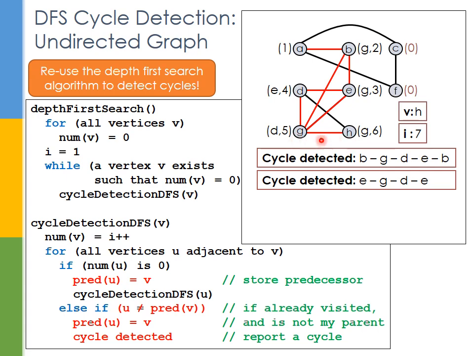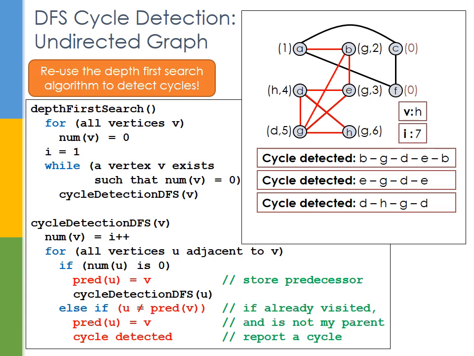Now we need to consider all of the adjacent vertices for vertex H. We ignore G because that's the immediate predecessor of H. So we only need to consider vertex D at this point as an adjacent vertex. Now that we're considering vertex D, we once again need to look at D's number. And we see that that's 4. In other words, it's not 0. D is also not the predecessor of the current vertex H. So therefore, we set its predecessor to the current vertex, in other words, H. And now we need to report a cycle.